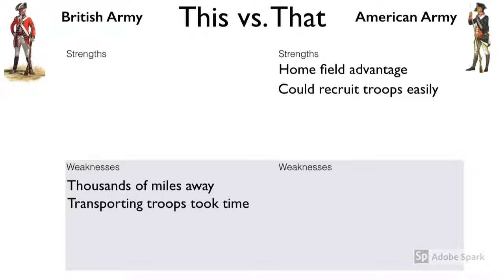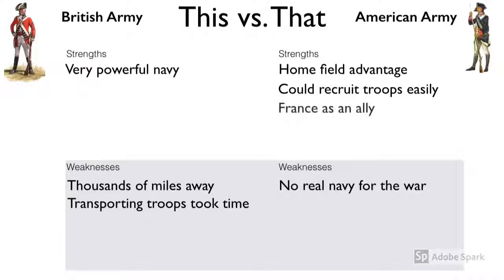Of course, one of the strengths of the British was their navy, which was the most powerful in the world. The U.S. never really had a navy to speak of, but luckily the Americans would get help from France, who had the second largest navy in the world, to help win the war.